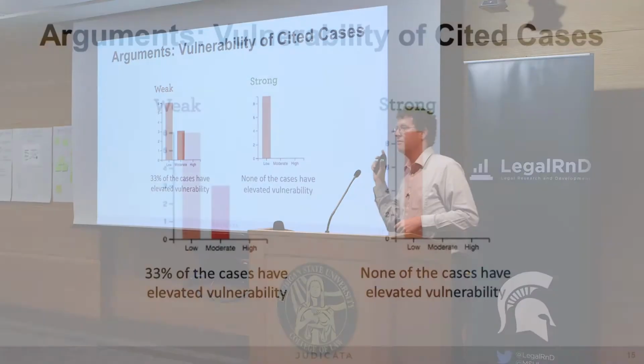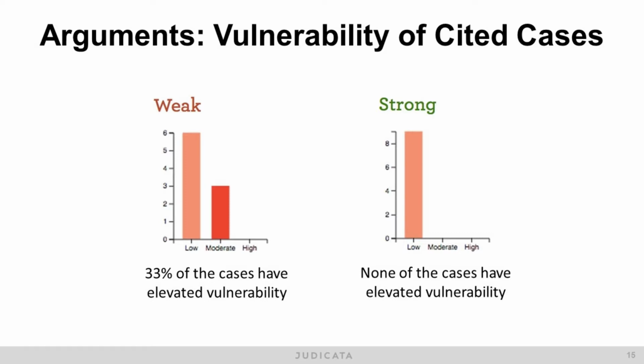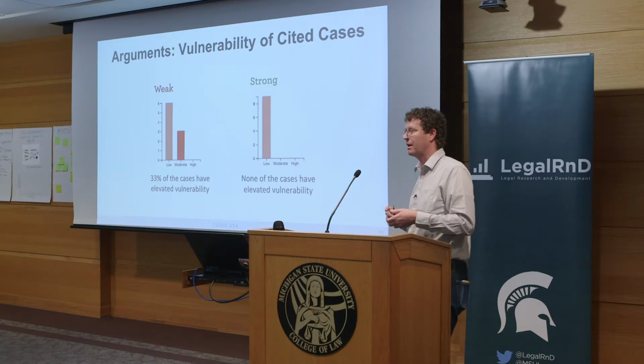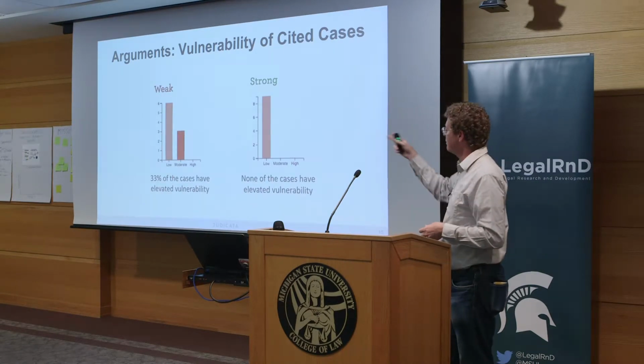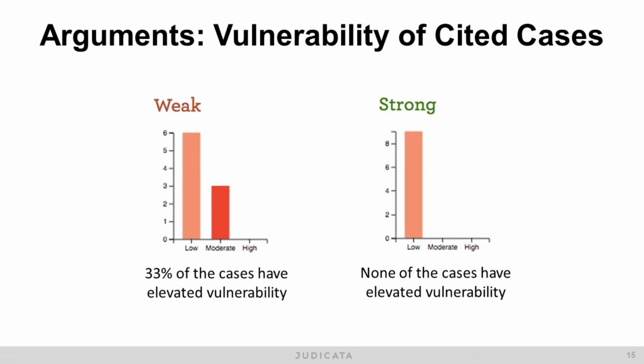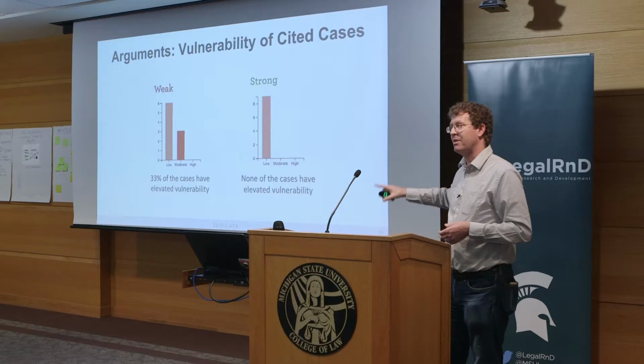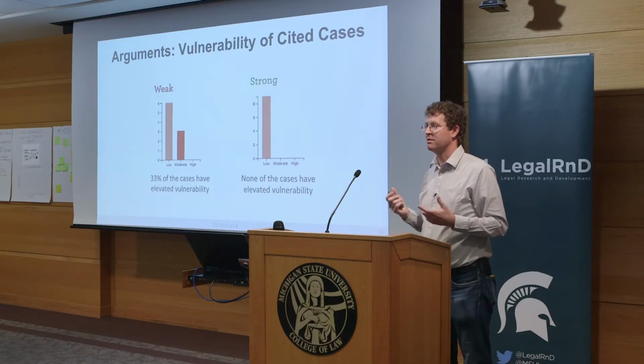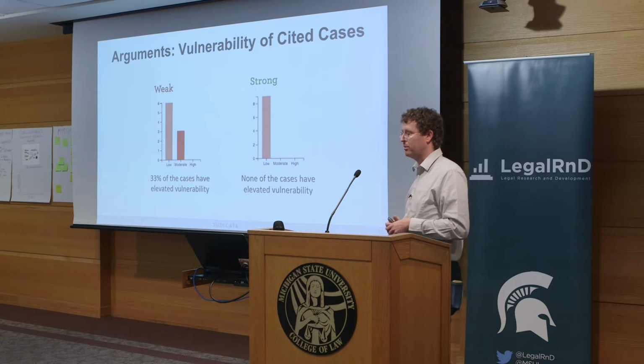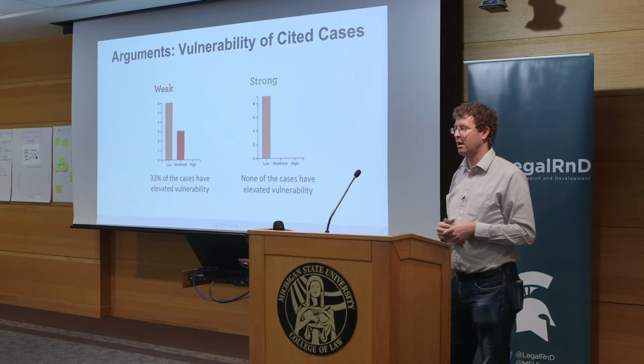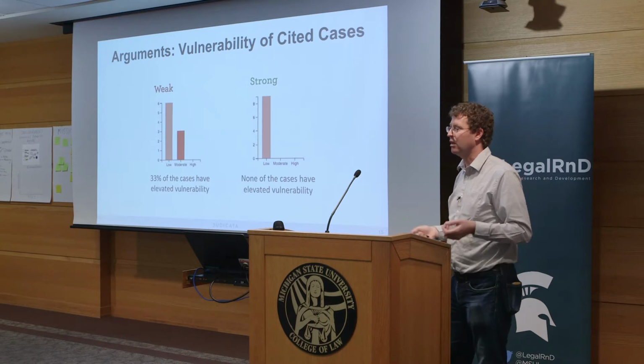So we end up here with a measure of whether the cases are likely to be followed or distinguished. And the key is that if a high proportion of your cases, not the absolute number, are vulnerable to being distinguished, your chances of winning drop a lot. So on the left, for example, a third of the cases have an elevated vulnerability. On the right, none of the cases have elevated vulnerability. But that's done as a measure of percentage. And so you'll often see a brief has 2 or 3 higher vulnerability cases, but they have a lot of other precedent that they're relying on that is solid.